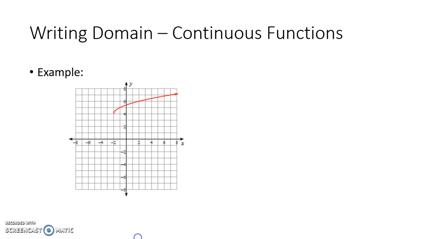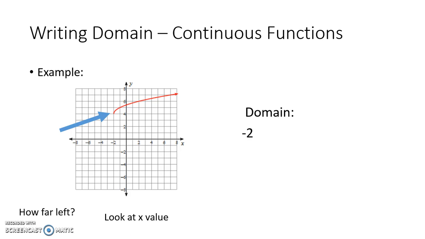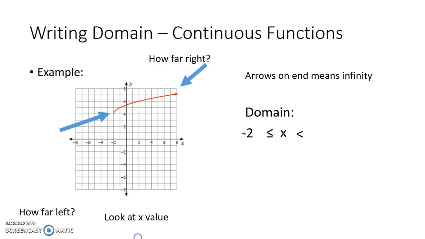Okay, one last example here for continuous functions. So my domain is how far left. So I definitely don't have an arrow. I have a starting point there, so that would be -2 is less than or equal to x. And then the how far right, I have an arrow on the end, so it would be less than positive infinity. My interval notation would be bracket -2, infinity.